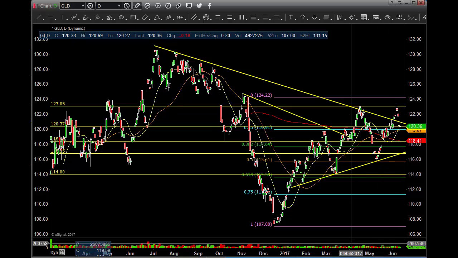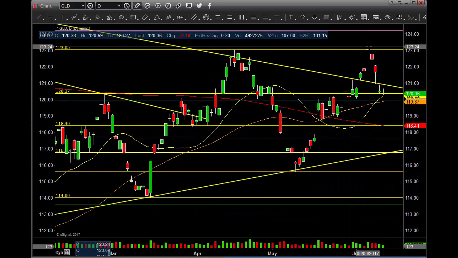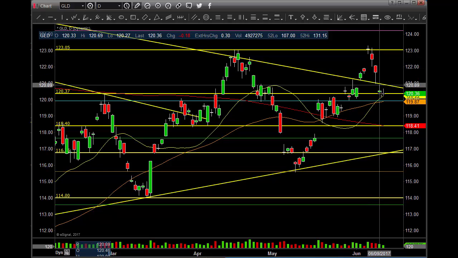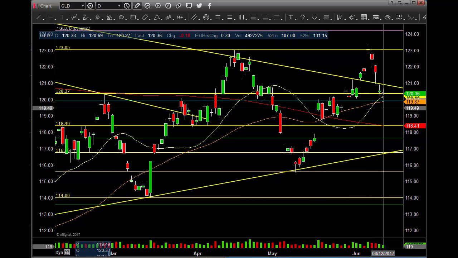GLD, though, pulled back a couple days in a row. Man, that would have been a great opportunity. Didn't take it, though. Great 1, 2, 3, almost a 4-day pullback. Definitely a 3-day pullback.